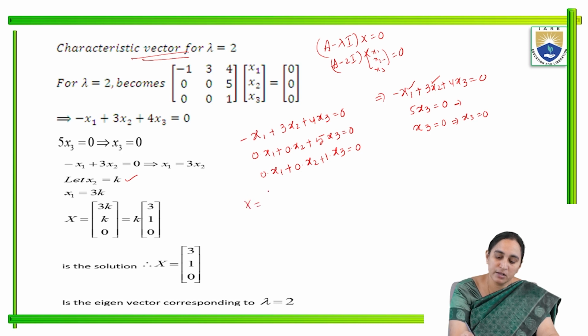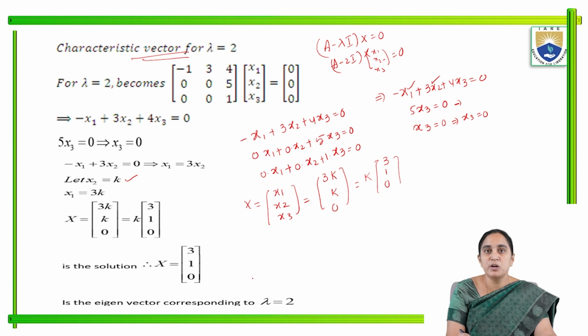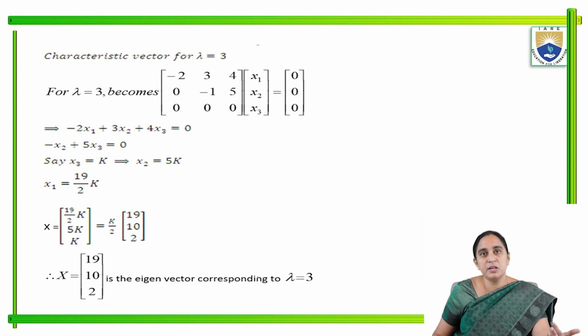Therefore, what about the eigenvector? For the corresponding eigenvalue of lambda is equal to 2, x1 is 3k, x2 is k and x3 is equal to 0. Here I am taking k outside, that is 3, 1, 0. Therefore, if lambda is equal to 2, the corresponding eigenvector is 3, 1, 0. If lambda is equal to 1, the eigenvector is 1, 0, 0. Similarly, we can find the next.